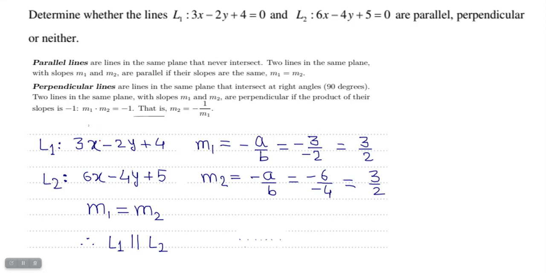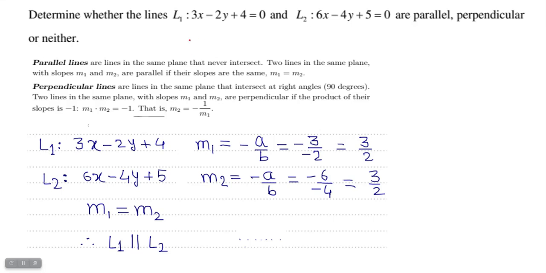So before we start the solution, first of all, two lines are parallel if the slope of the first line, m1, is equal to the slope of the second line. And also two lines are perpendicular if the slope of the second line is equal to the negative reciprocal of the slope of the first line. So how to get the slope of the first line?